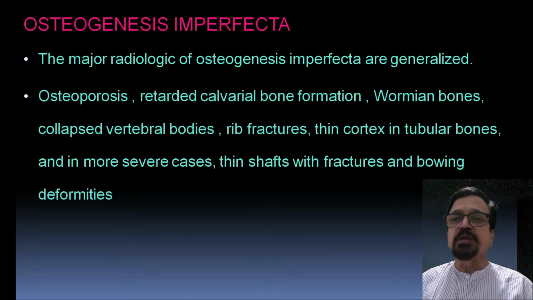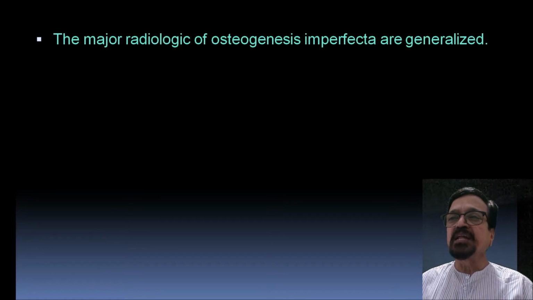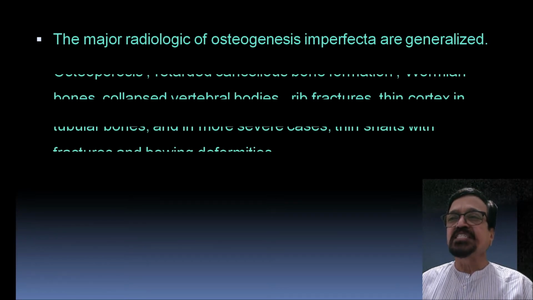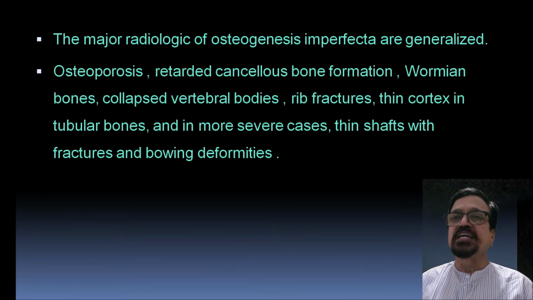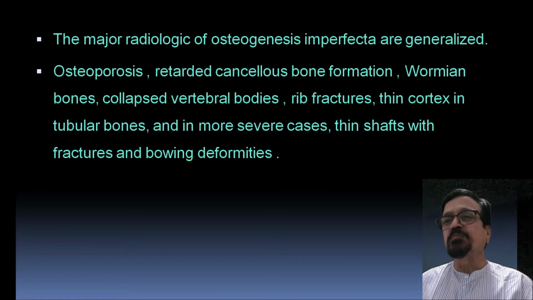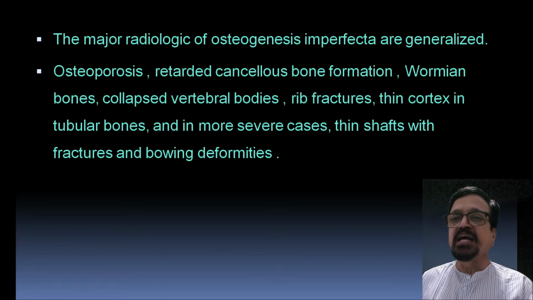Then there are collapsed vertebral bodies, there are rib fractures, thin cortex in the tubular bones, and in more severe cases, there is thin shaft and fractures and bowing deformity. Now we will see multiple fractured bones and multiple healed fractures when we see the long bones. So osteoporosis, retarded calvarial bone formation and Wormian bones, collapsed vertebral body, rib fracture, thin cortex in a tubular bone. Again we are recollecting the same.